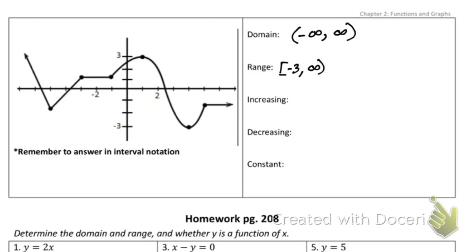Where is it increasing? Brody. -5 to -3. Union with, yep, negative 1 to 1. And then union that with 4 to 5. Does anyone disagree? Do you do brackets? You never do brackets. We'll never use brackets for increasing, decreasing, or constant. Because at that point, we don't know if they're going up or down.